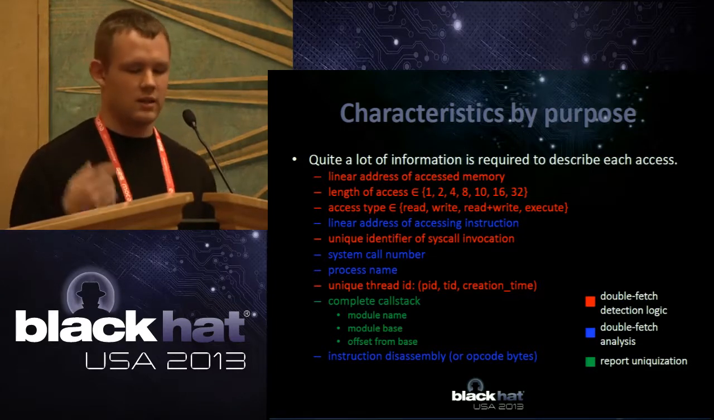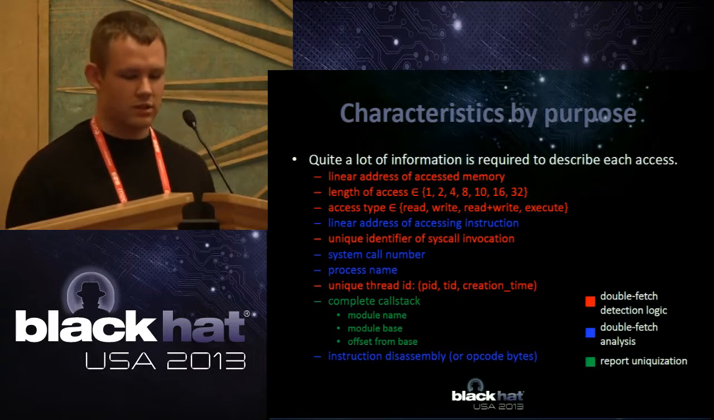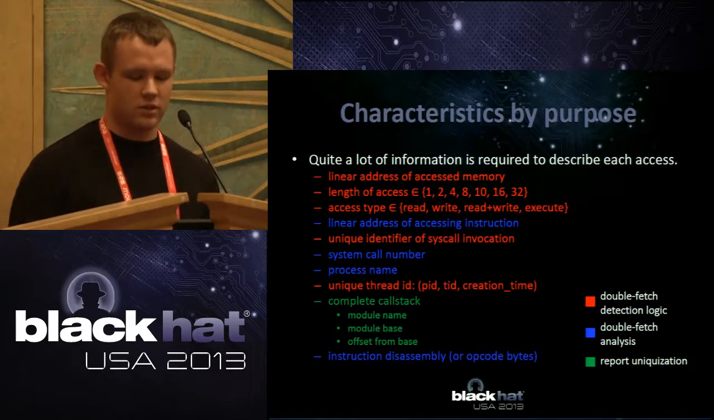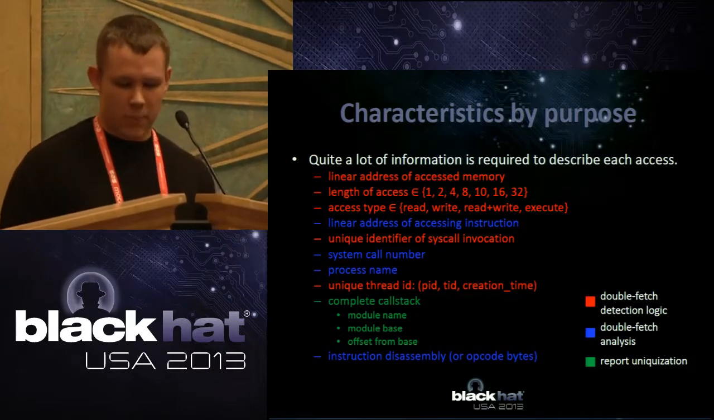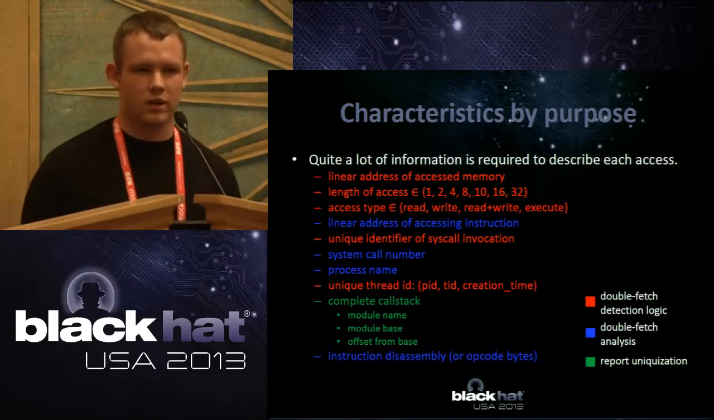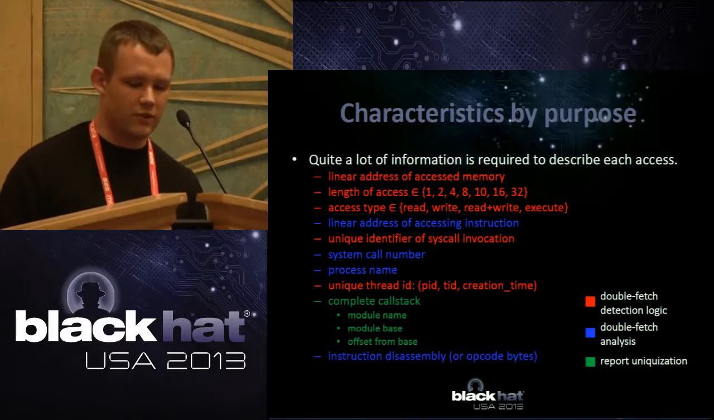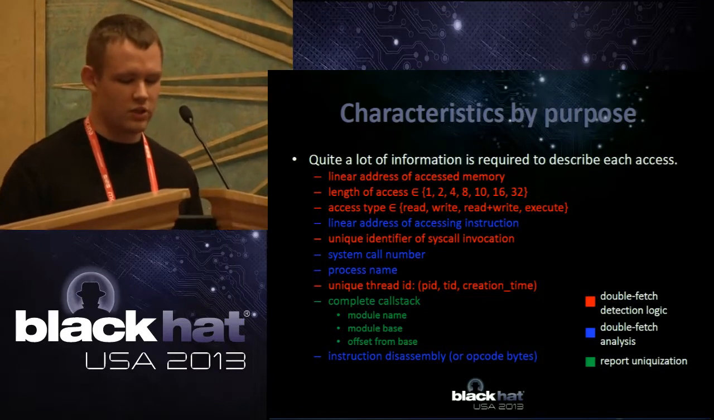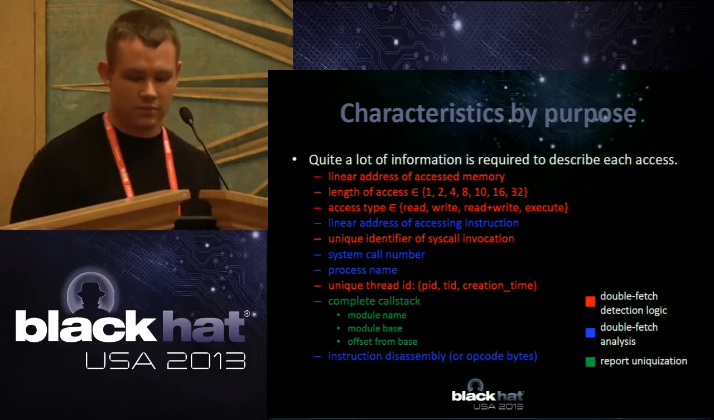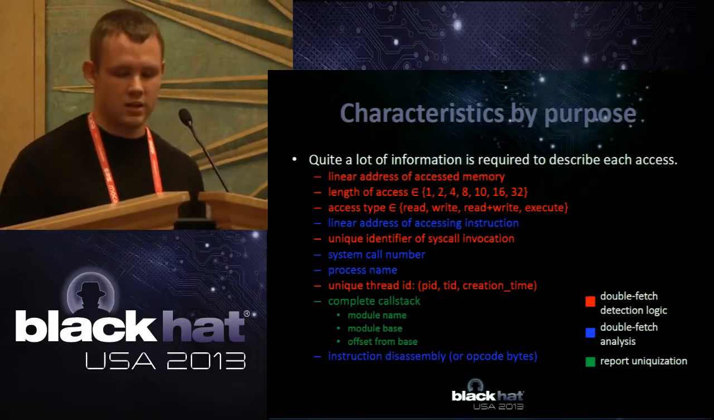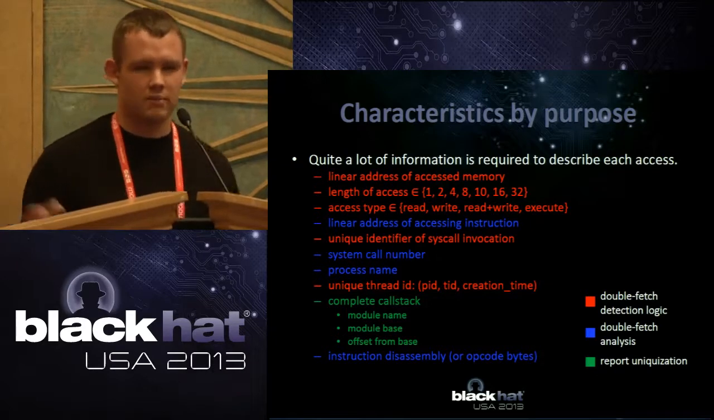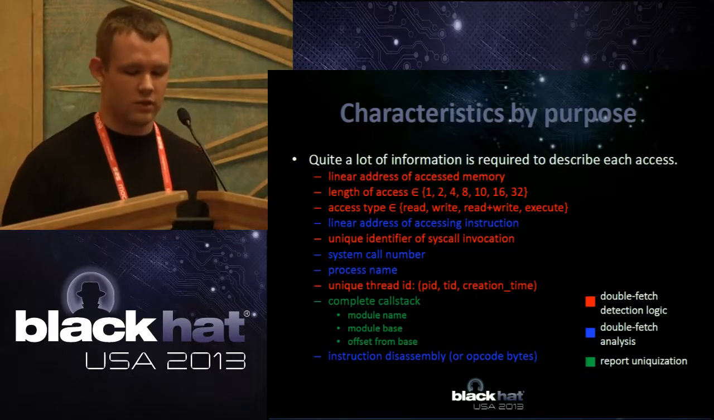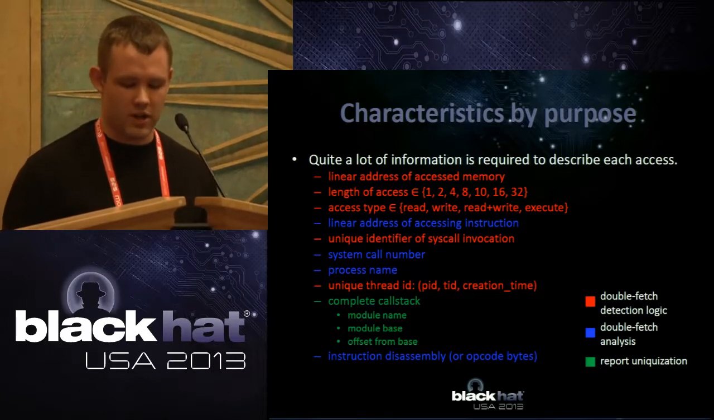The first one is information that is actually required to implement the logic. This is the essential information that we need to find out if the memory pairs meet the three conditions that I mentioned earlier. Then we have the information that we need to perform double fetch analysis after we find the double fetches, which helps us understand what is going on in the code, such as the instruction disassembly or the number of the system call. And then we also have information which helps us find the unique issues, so that we don't end up with a long list of duplicate issues. We have to have the stack trace to find out which cases are really the same bug.